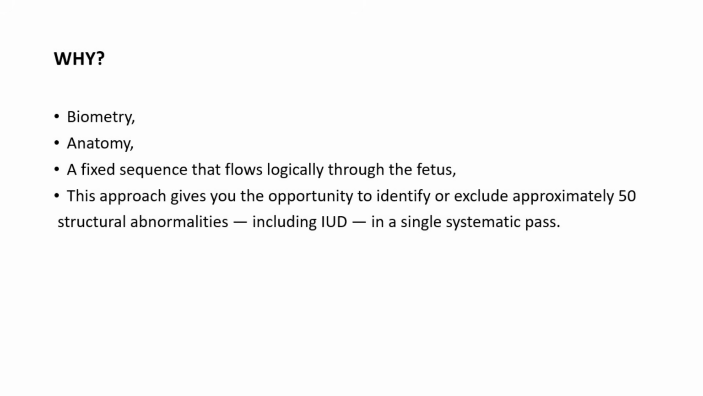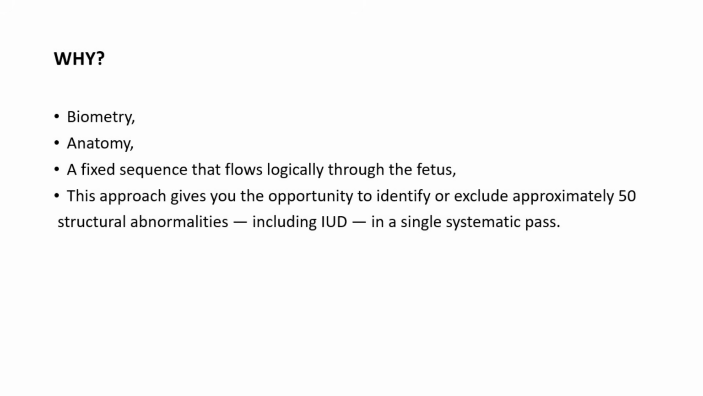The 20+2 approach solves this by giving you a fixed sequence that flows logically through the fetus, defined structures to assess at every step, specific measurements where they're needed, clear criteria for when to refer. When done correctly, this approach gives you the opportunity to identify or exclude approximately 50 structural abnormalities, including intrauterine death, in a single systematic pass.